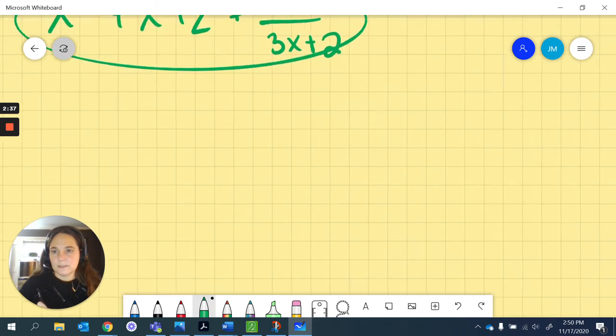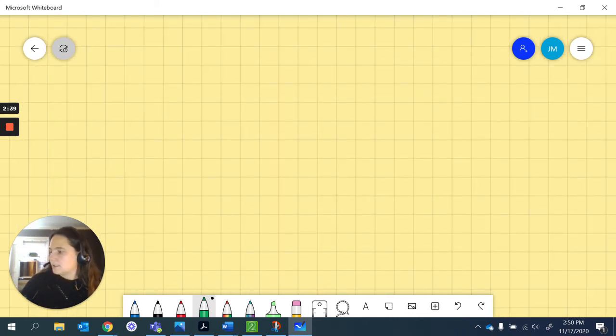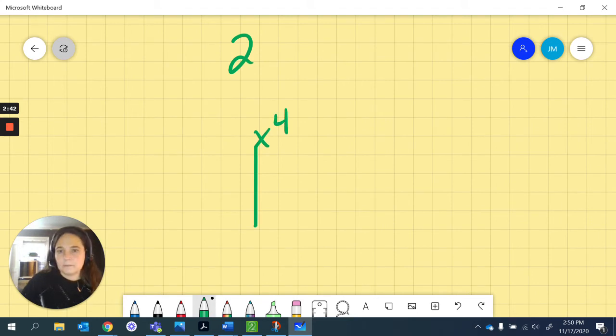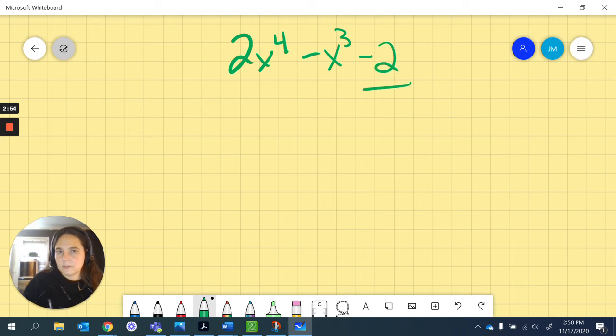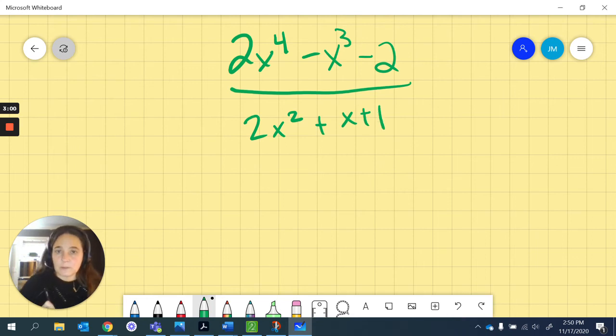Okay, so let's do another one. Let's do 2x to the fourth minus x cubed minus 2, divided by 2x squared plus x plus 1. Whoa, that is a big one. We can still do it.